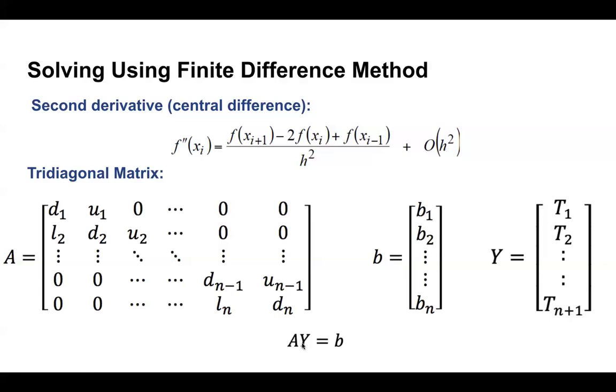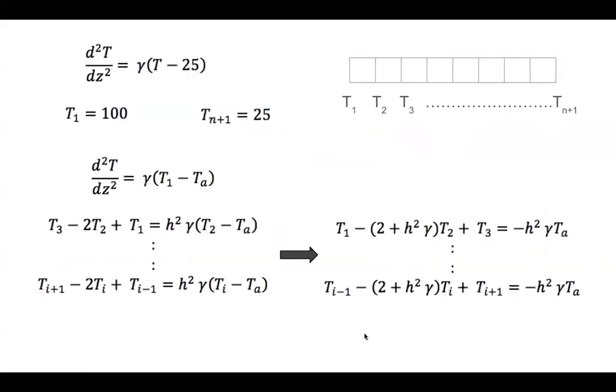So what do you do? y is equal to nothing but the inverse of A multiplied by b. This we have already done. Okay, so that is the basic idea behind it. So how will the function look? This is the kind of function that we are trying to solve: d square T by d z square equals gamma times (T minus 25).